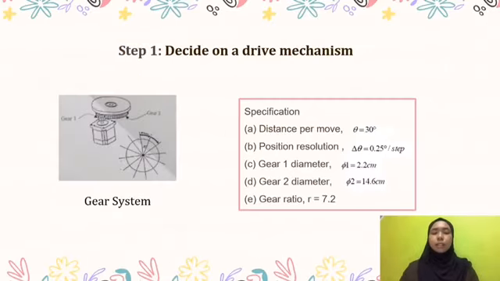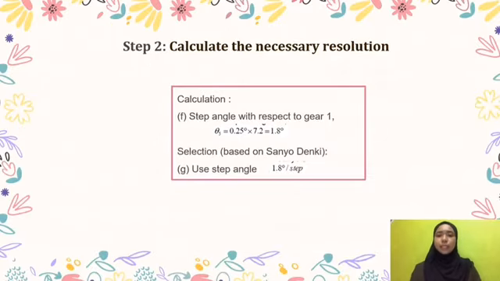Step 1. Decide on a drive mechanism. This is gear system. And specification: distance per move, position resolution, gear 1 diameter, gear 2 diameter, gear ratio, radius equal to 7.2. Step 2. Calculate the necessary resolution.